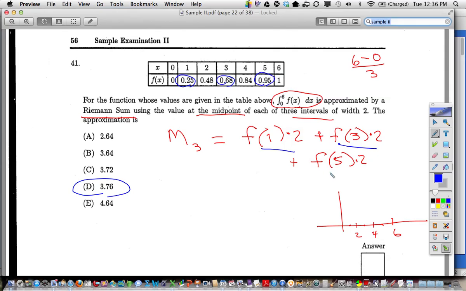So 3 midpoint rectangle areas added together gives us this approximation. Okay, so that's good. If you understand that and are able to write that notation, that's what we want to have accomplished up to this point.